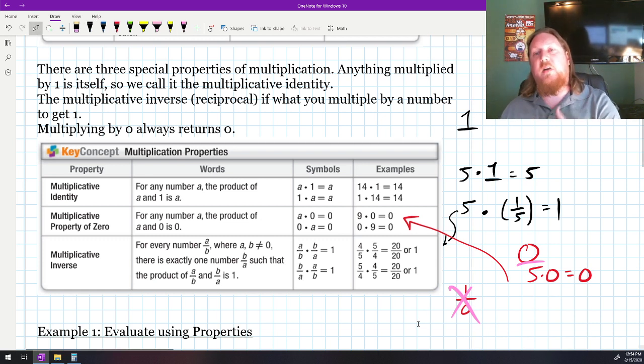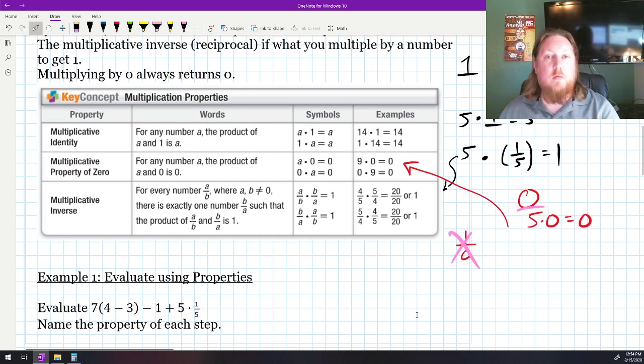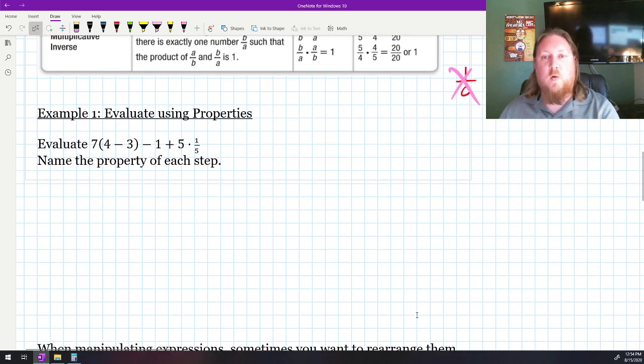So that's a brief highlight of all of the properties. You're going to want to have your page open or have those written down for when you do the problems, because all the problems are going to be based on those different steps or those different properties.